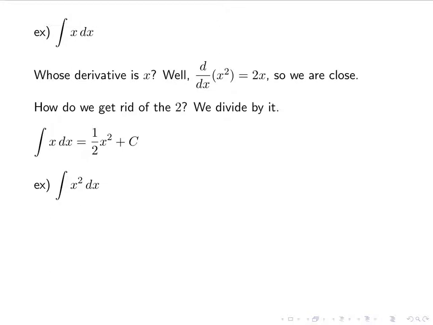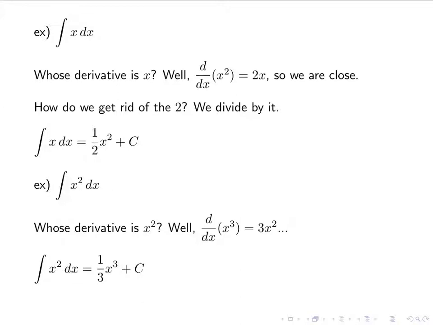What about the integral of x squared dx, whose derivative is x squared? So again, you have to think backwards. Say, okay, when I differentiate something, when is it that I get x squared? So we have that the derivative of x cubed is 3x squared. So again, just like with the 2, I need to get rid of that 3, so I'll divide by it. So the integral of x squared dx is 1/3 x cubed plus c.